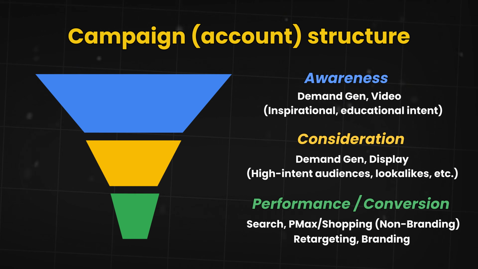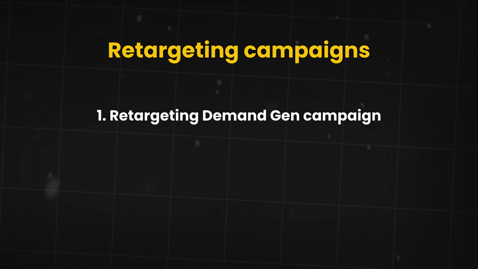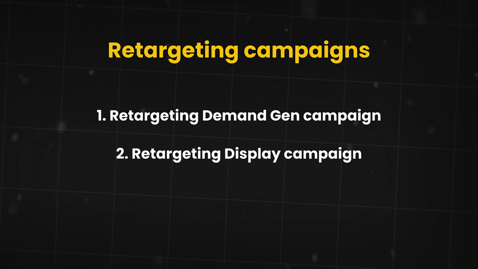So we've covered search and Performance Max campaigns at the bottom of the funnel, both branding and non-branding, but we also have retargeting campaigns here. Let's keep this brief because the structure here is really straightforward. For retargeting campaigns, we typically use a combination of a retargeting demand gen campaign and a retargeting display campaign. The reason we use both is that demand gen campaigns often don't spend enough on display placements, so having both ensures better coverage. The primary goal is to retarget your website visitors as they are your hottest audience.